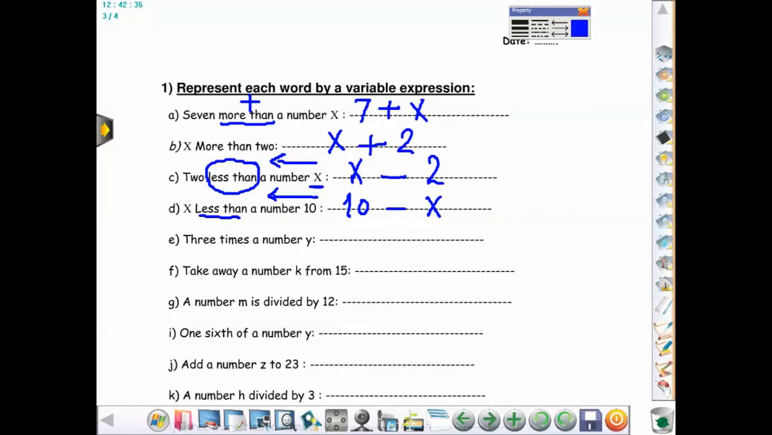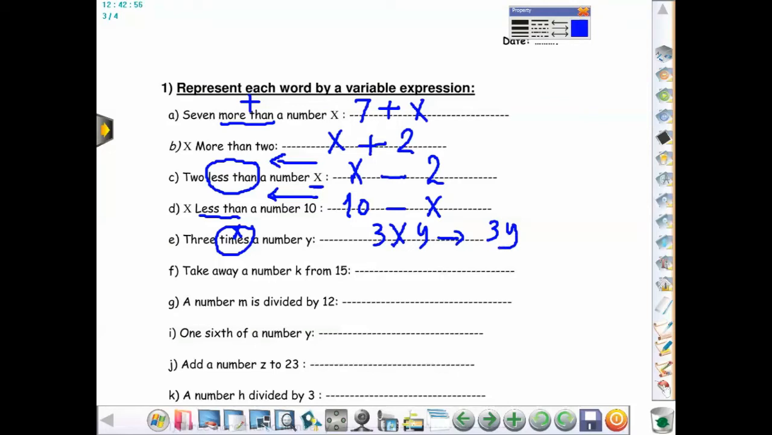3 times a number y. What is the meaning of times here? Times means multiply. So 3 multiply y. And we can write it in another form like 3y. 3y means 3 multiply y.